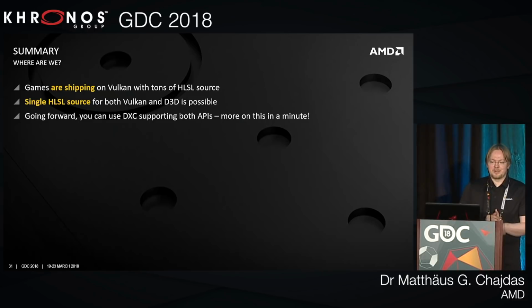So to sum this up, where are we? Games are shipping on Vulkan, and they have HLSL source. You can go on Steam, and you will find some applications which have Vulkan rendering based on HLSL. Single HLSL source works, so you can keep all your HLSL source. You don't have to rewrite it. And going forward, you will be able to use DXC to ease the burden on all of this porting.